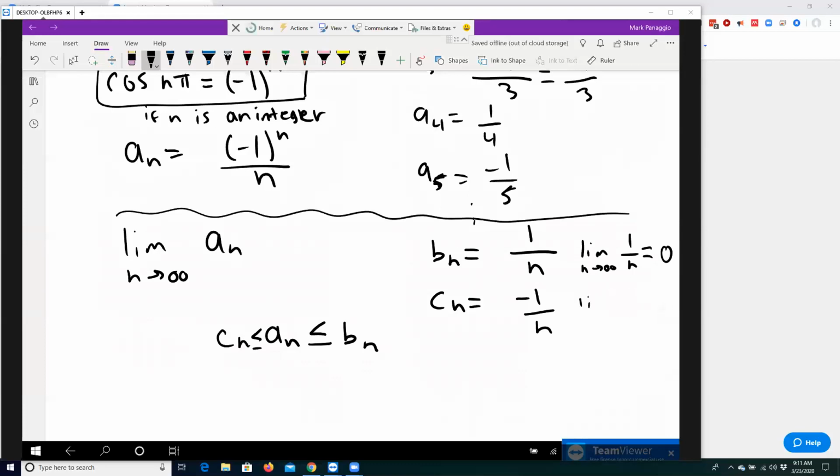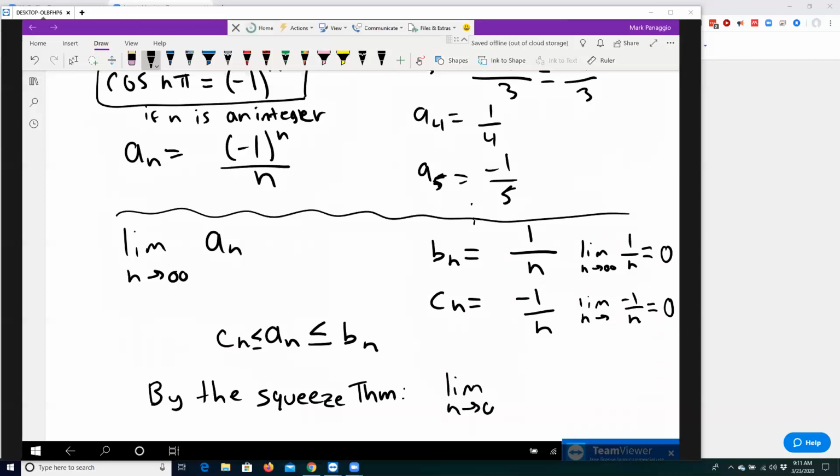And if we apply the same limit to cn, the same argument will hold, except the numerator is negative this time, and so that has to approach 0 as well. And so we can say, by the squeeze theorem, the limit as n goes to infinity of an must be 0. It's smaller than something that's going to 0. It's bigger than something that's going to 0. Well, if it has to stay in between, then there's nowhere else for it to go.